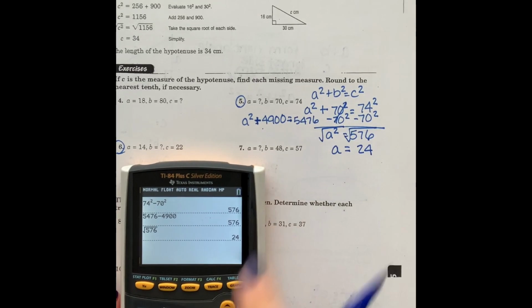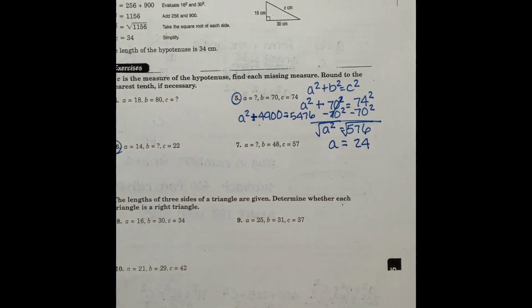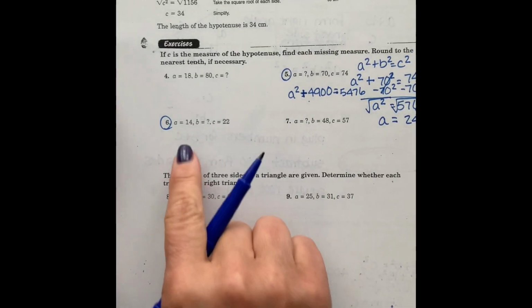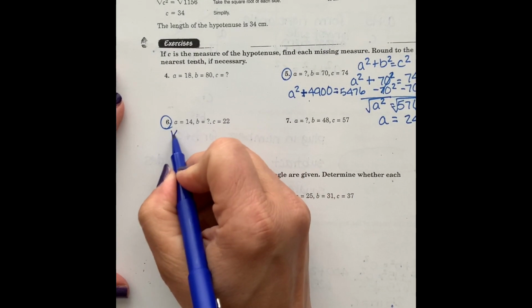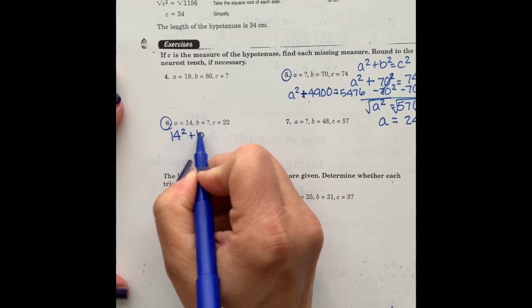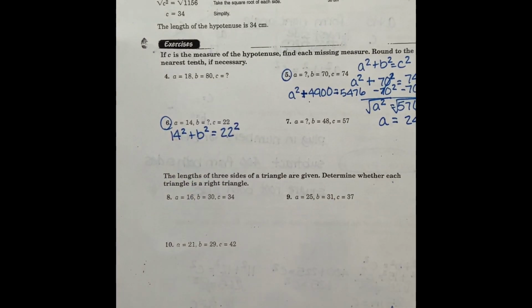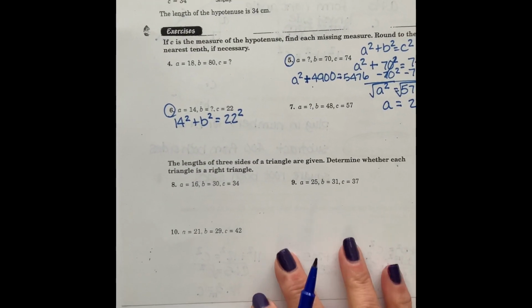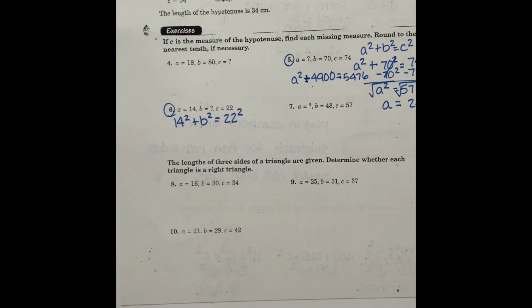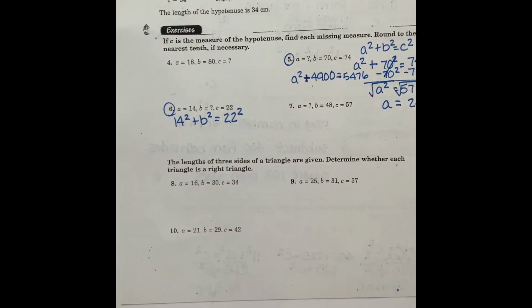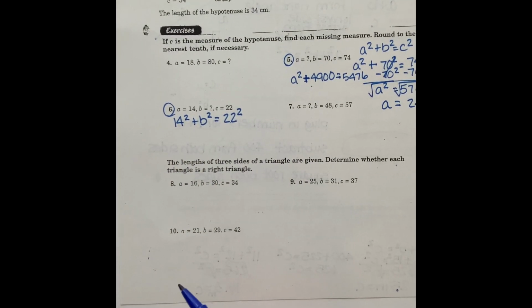Now this one wouldn't need a label because there's no label in the problem. All right, so we're going to set it up. You got 14 squared plus B squared equals 22 squared. A squared plus B squared equals C squared. So pause it, do it the way you need to, whether you're taking away 14 squared on both sides or whether you're going to do the actual square roots first. That's up to you.